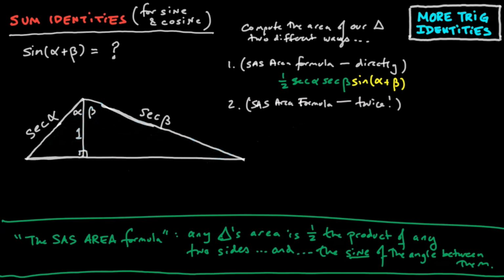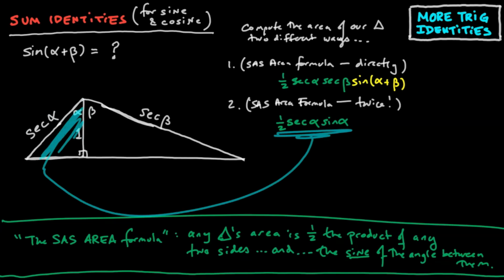So when we do that, what do we get? Well, when we use it on the triangle on the left, we get half the product of two sides. Well, that'll be 1 and secant alpha. So that just gives us secant alpha. And we have to include the sine of the angle between those sides, which is just plain old alpha. So we get sine alpha. Okay, so that's the area of that triangle on the left.